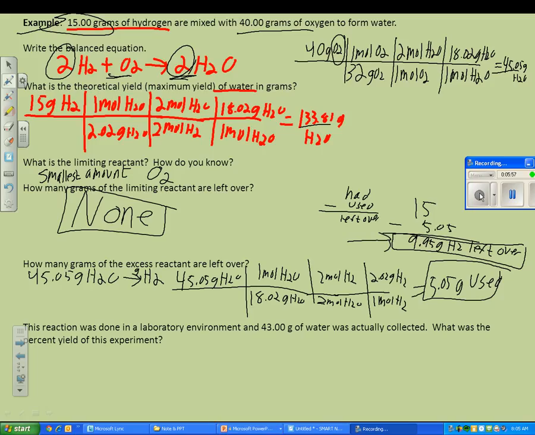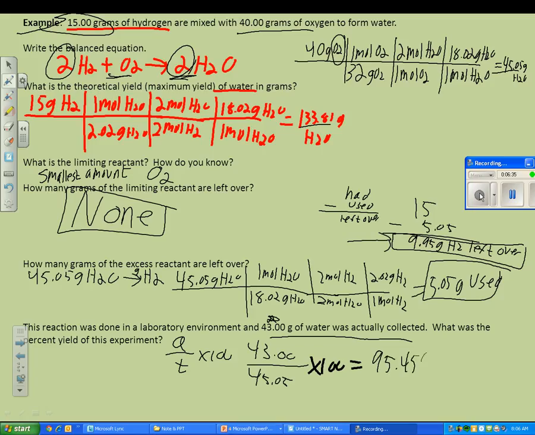So the next one, what was the percent yield of this experiment? If we had 43.0 grams actually collected, remember it's actual over theoretical times 100. So 43 grams was actually collected, so 43. And then we use our limiting reactant, 45.05, for the theoretical. And then don't forget to times it by 100. That will give you the 95.45% yield, which is actually very, very good.